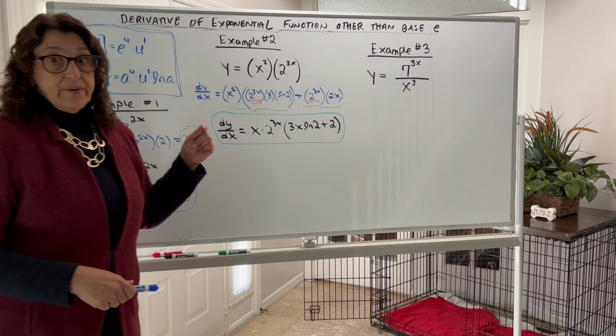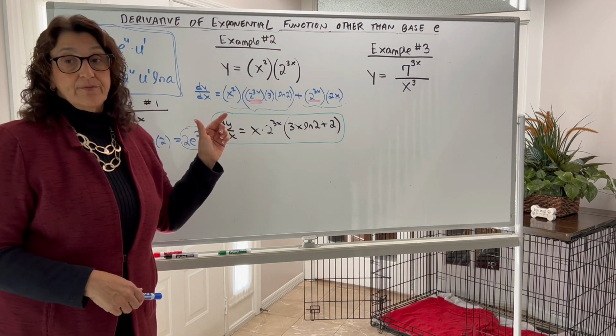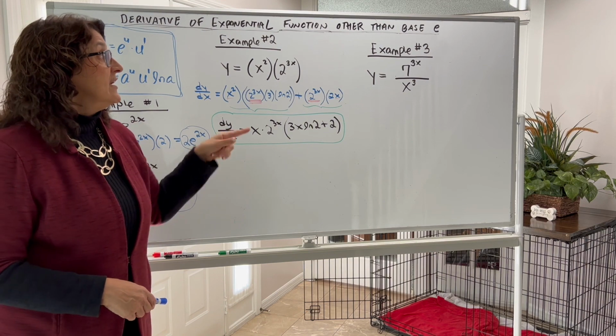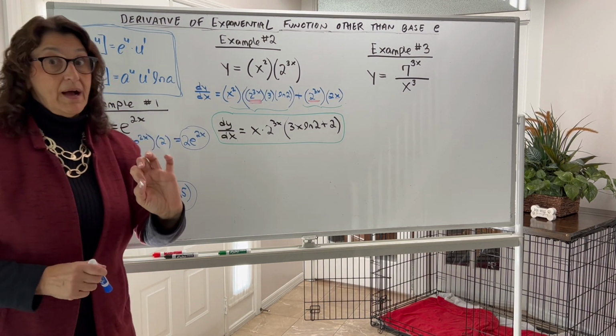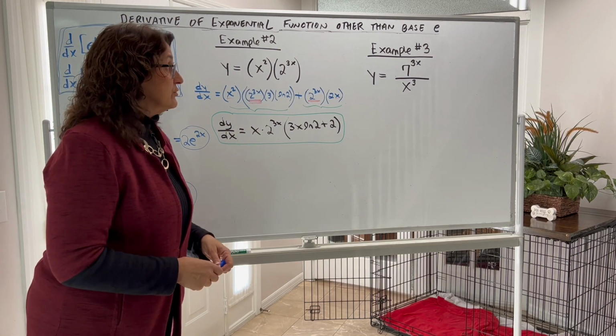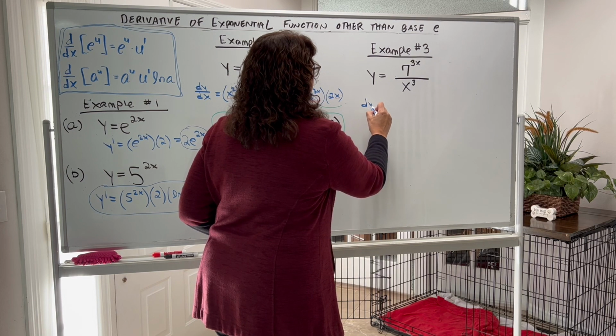Let's take a look at another example. Example number 3: y equals 7 raised to the 3x power over x to the 3rd. With this one, we're going to use the quotient rule with the exponential and power rule functions inside the quotient rule. So, all right, here we go. Let's find dy dx here.